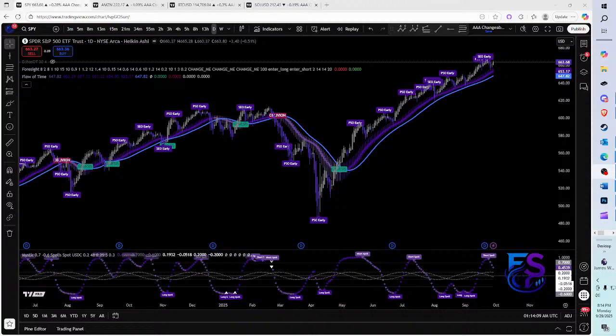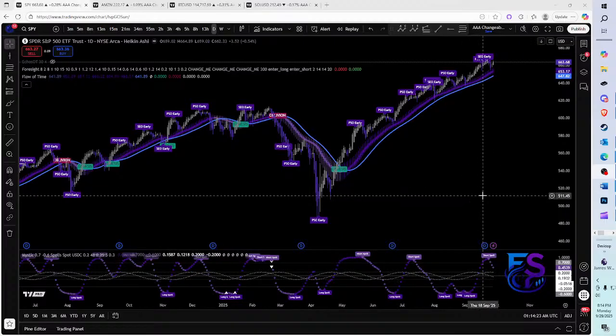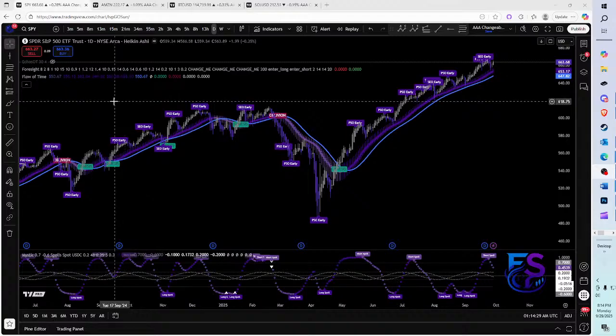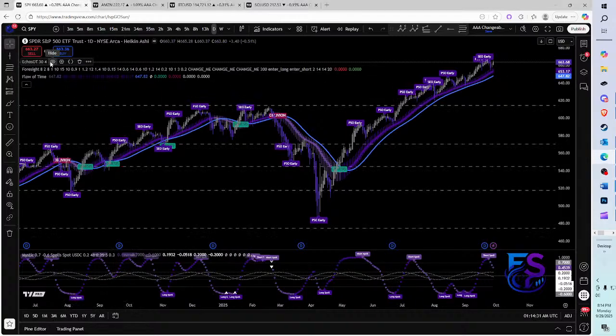So the first thing we're going to take a look at tonight is the S&P 500 with the Foresight Suite. And as a part of the Foresight Suite, we currently have 4 indicators that are working together all at the same time. Those are the Echoes of Time, the Flow of Time, Foresight, and the Mystic Spell. I'm keeping the Echoes of Time off for now because it's something we just use from time to time.